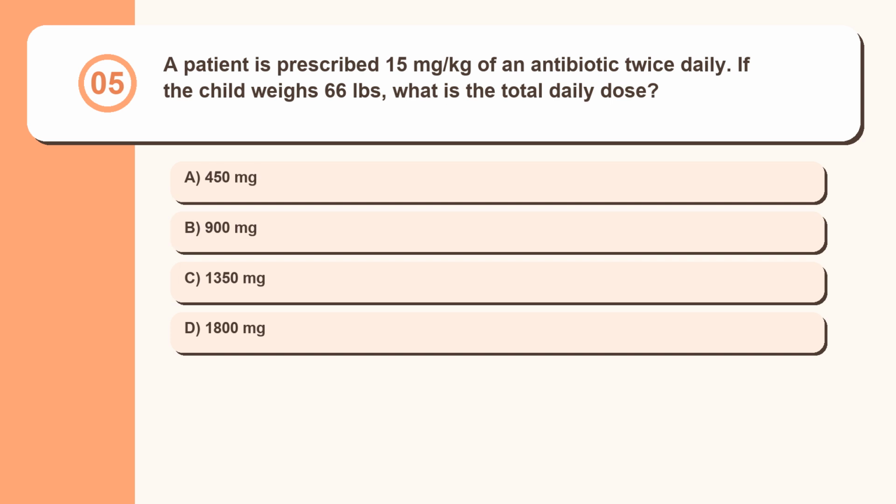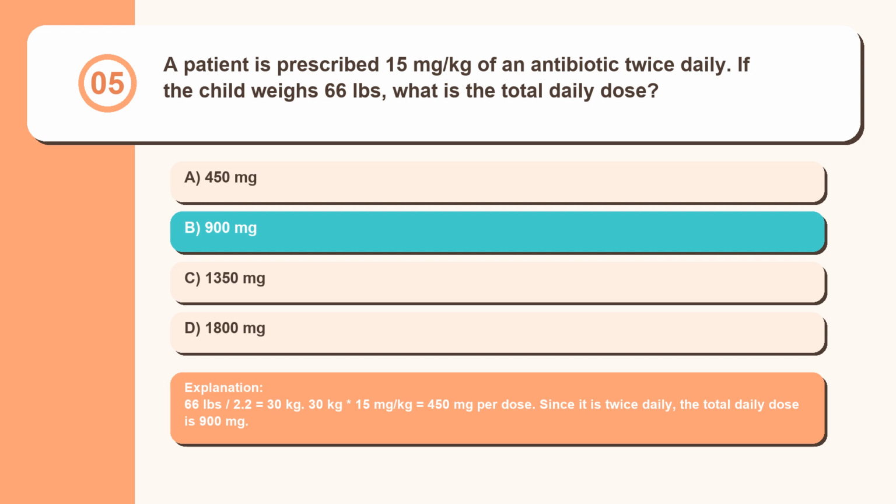Question 5. A patient is prescribed 15 mg per kilogram of an antibiotic twice daily. If the child weighs 66 pounds, what is the total daily dose? 450 mg, 900 mg, 1,350 mg, 1,800 mg. 66 pounds / 2.2 equals 30 kilograms. 30 kilograms * 15 mg per kilogram equals 450 mg per dose. Since it is twice daily, the total daily dose is 900 mg.